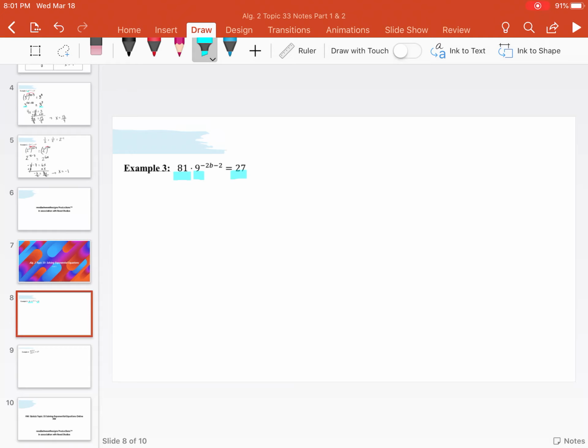You could rewrite it incorporating the 27, and I can also share that on the other side, so you can kind of choose whatever floats your boat. So first, we're going to ignore the 27. And if we just look at our bases, 81 and 9, remember this is going to be 81 to the first power, we can rewrite that as a common base of 9. So 81 is 9 squared, and then we have 9 to the negative 2b minus 2, and that will equal 27.